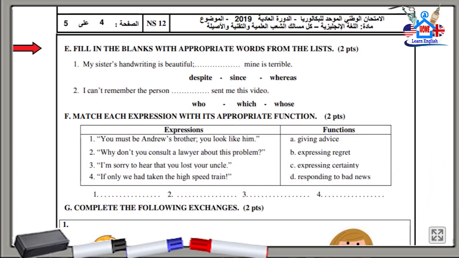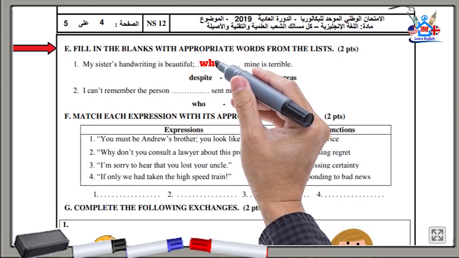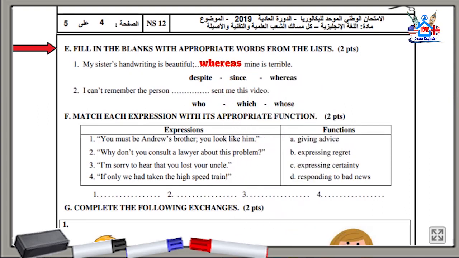One minute is up. What did you choose for number 1? My sister's handwriting is beautiful, whereas mine is terrible. What do we do here? We are making a comparison. Good.